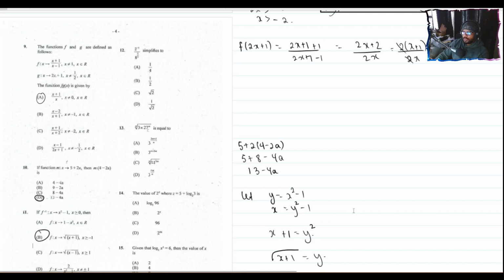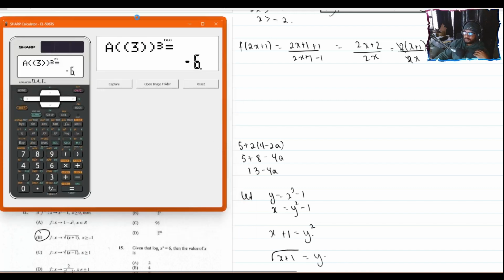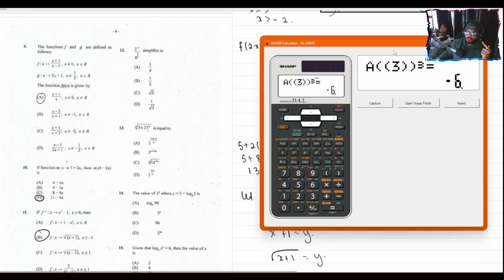2 to the minus 1 divided by 8 to the power 1/3. Plug this in your calculator now. Nothing wrong with that, but we'll go through the rigorous working for it after. 2 to the power minus 1 is equal to a half, divided by, open bracket, 8 to the power a third, to the power of 1/3, close bracket. I get a quarter.